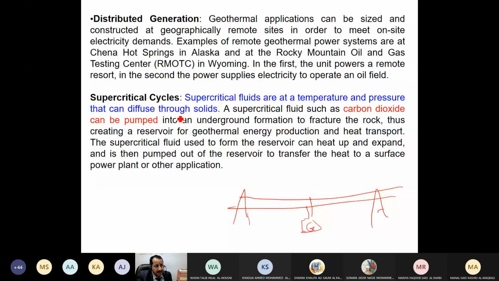Now, supercritical cycle. Next week, inshallah, which is week number 13, the last week, and we're going to finish the syllabus. I will talk about climate change, global warming, and its relation to energy, and we'll talk about carbon. We will have a good discussion about carbon dioxide capture, storage, utilization, and so on.